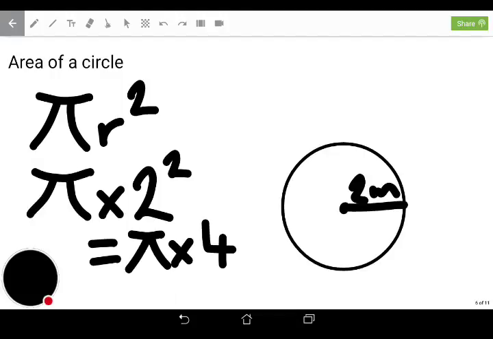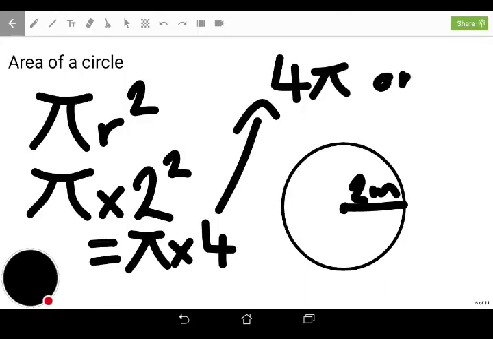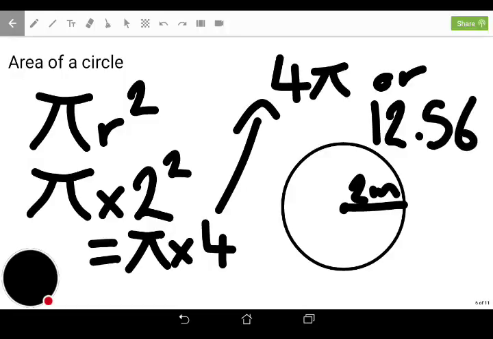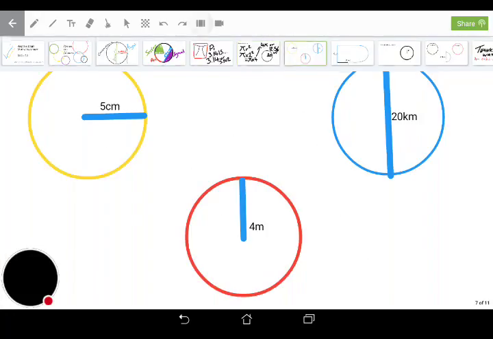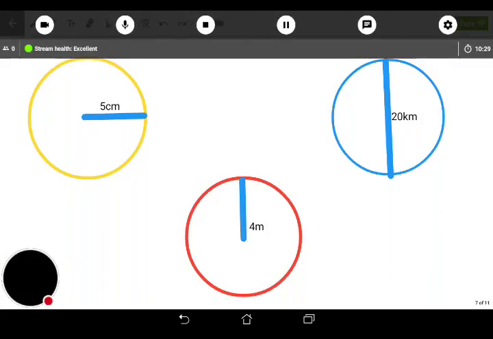Now sometimes you'll be asked to give your answer in terms of pi. When you have to give your answer in terms of pi, you would just list it as 4 pi. Or, if it was the actual answer, you list it as 12.56 meters squared. That's how you calculate the area of a circle. I want to put 3 questions on the board for you. I would like you to attempt to answer them.